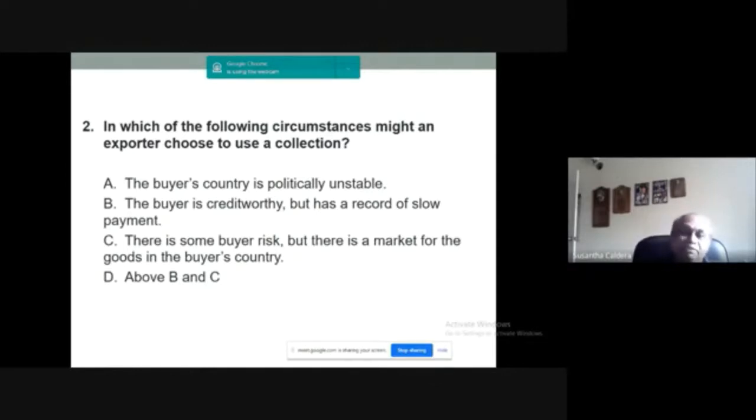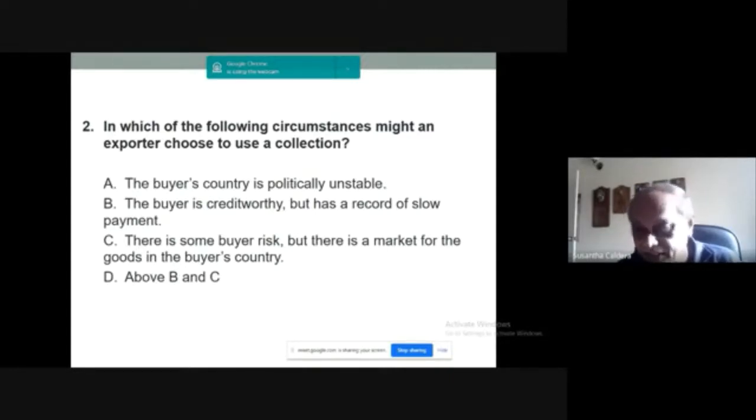The buyer is creditworthy, but has a record of slow payment. He is an honest, creditworthy guy, but has a record of slow payment. But anyway, you can be assured about your money. There is some buyer's risk, but there is a market for the goods in the buyer's country.